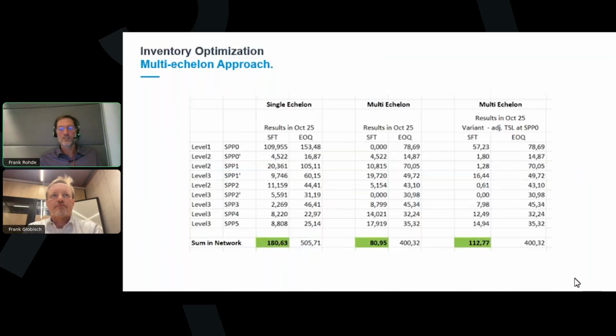So the message here really is that if you have larger networks, it really makes sense to implement multi-echelon. If it's an easy BOD with only 2 levels or 3 locations, then the optimization is not that important. But as soon as we switch to bigger BODs, it totally makes sense to switch from a single echelon to a multi-echelon approach, and that clearly shows that with the same service level you can reach lower safety stocks.